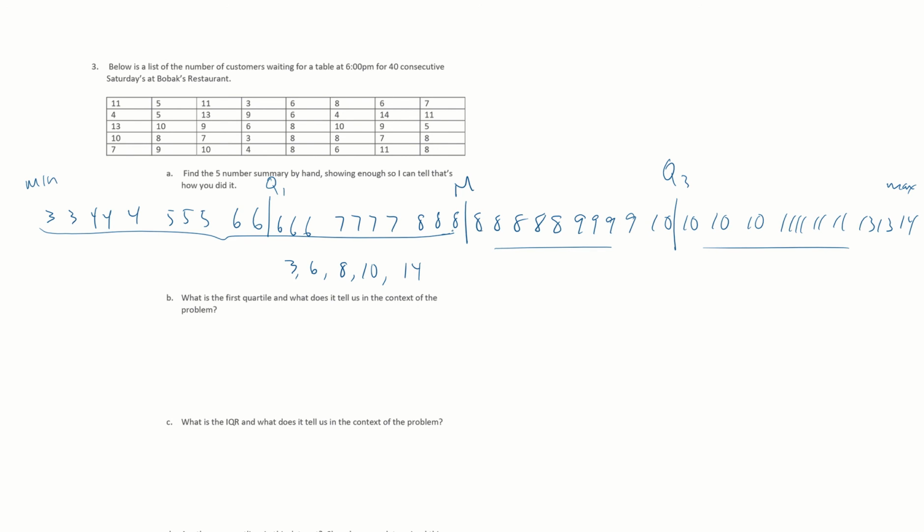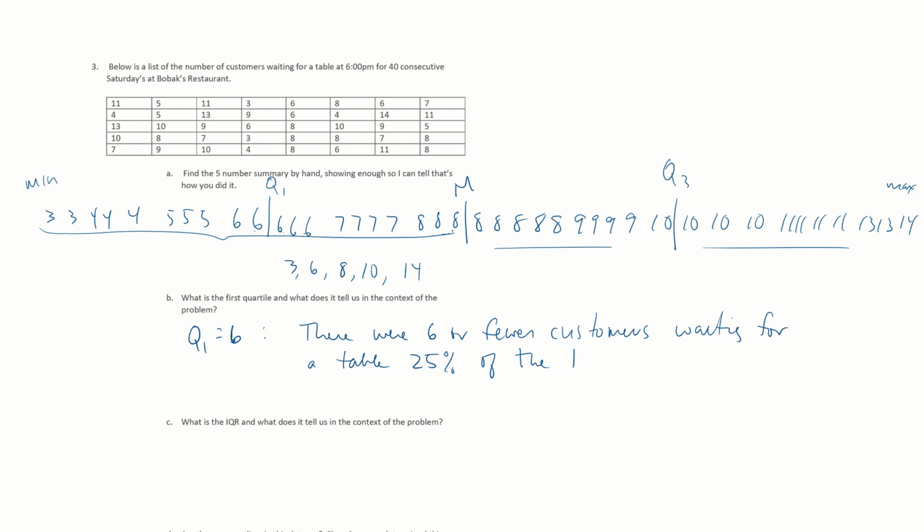Right, halfway between 8 and 8 is 8. Halfway between 6 and 6 is 6. The first quartile, Q1, is 6. So that tells me 25%, or there were 6 or fewer customers waiting for a table 25% of the time. Okay, context, guys. So 25% of the time there was 6 or fewer. Those guys right there, approximately 25, right?